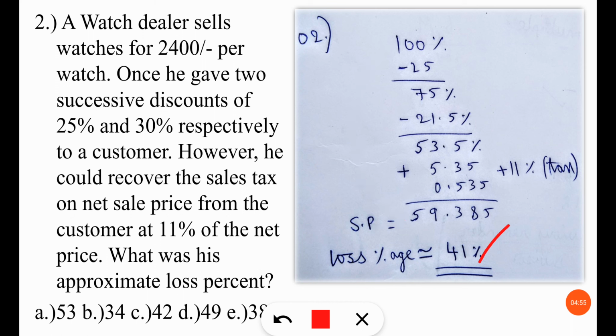What is the nearest answer to 41%? Option C, 42% is the correct answer. Hope you understood this question. Let's move on to the third one.